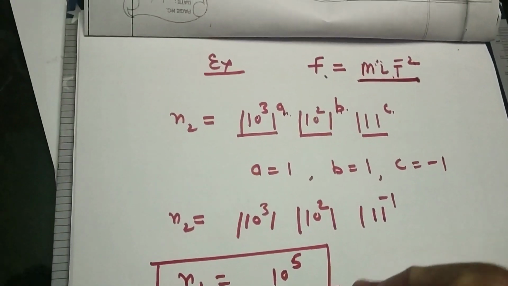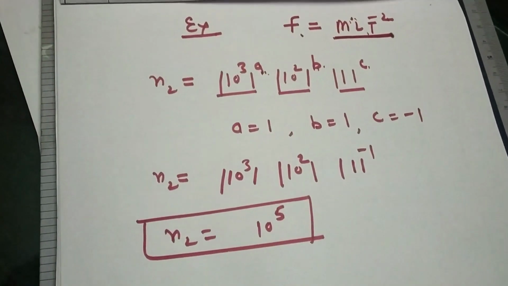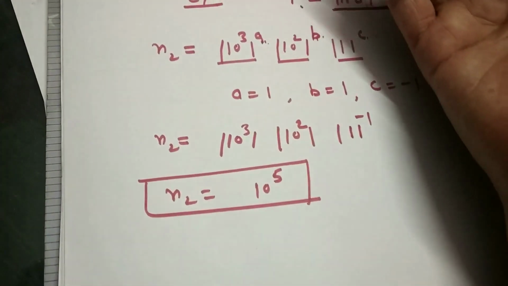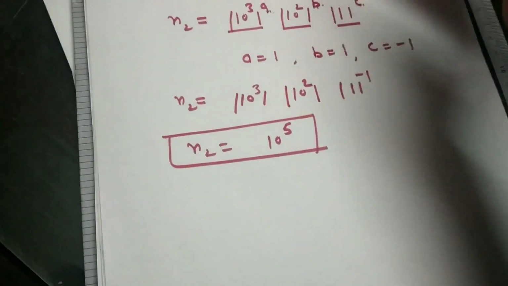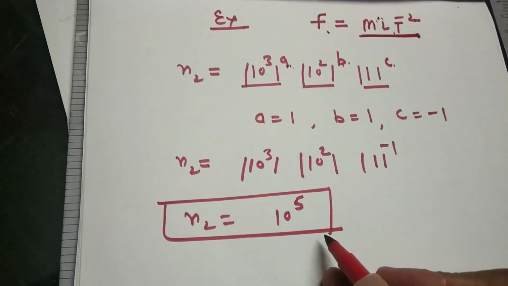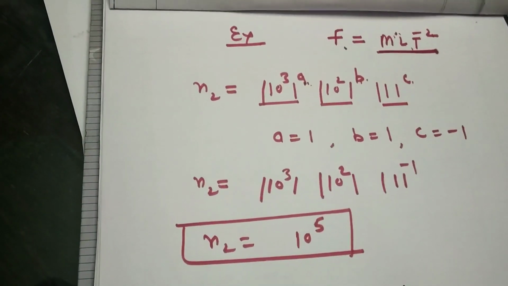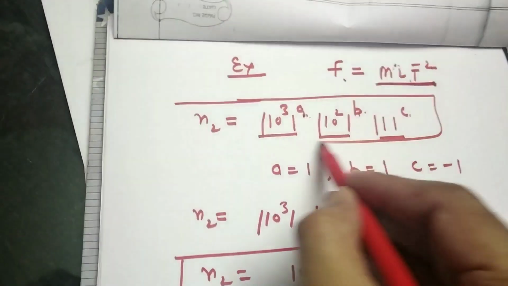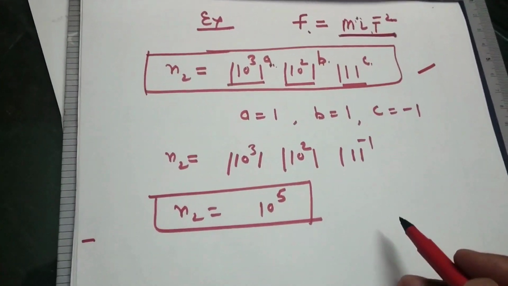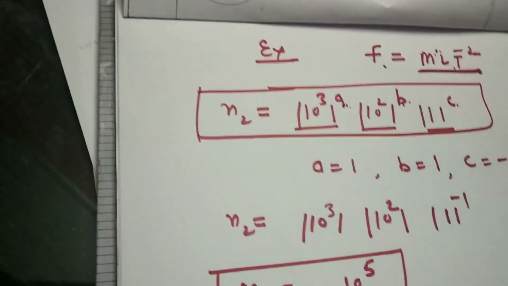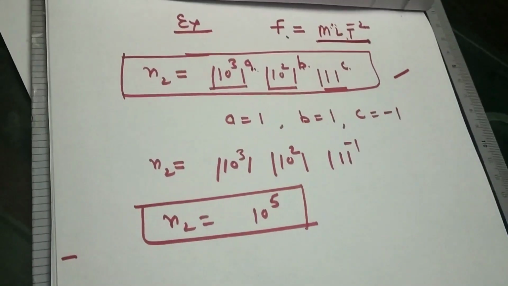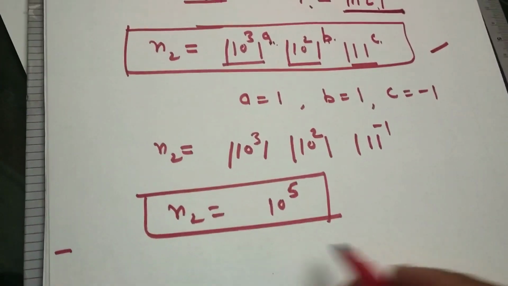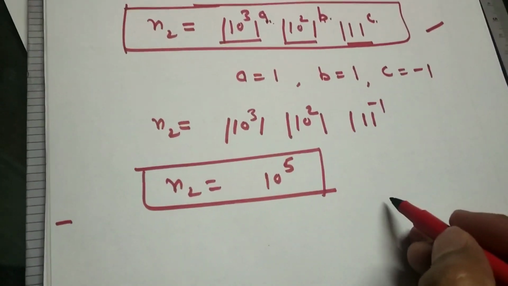This thing we already proved by common steps, and the same thing we can do by dimensional analysis. Clear? So N2 equals 10 power 5. So this is the common step. Directly you can use this step to convert any physical quantity from one unit system to another. Okay. Same thing you can do by work also.